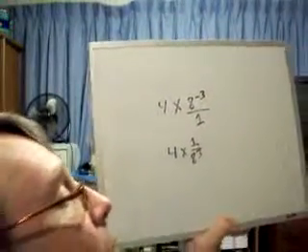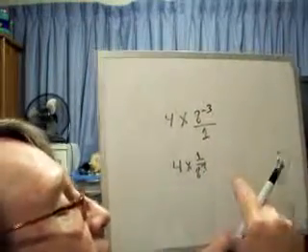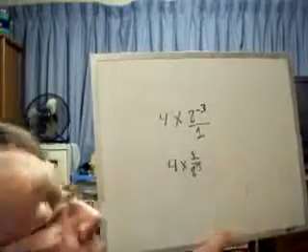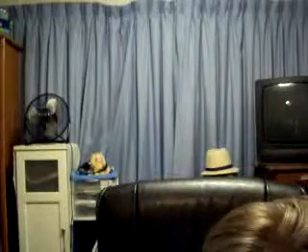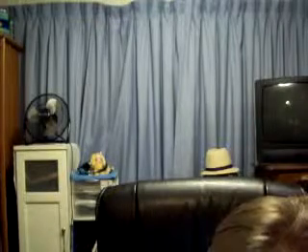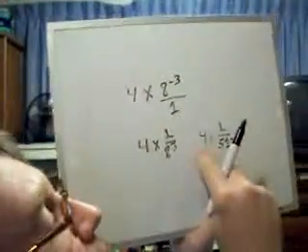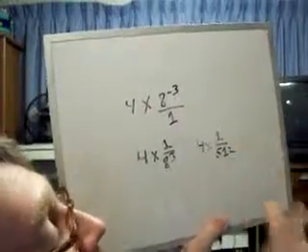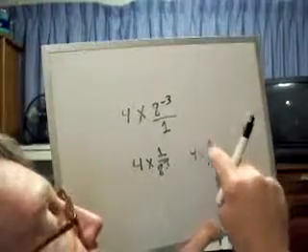What we're going to do is multiply 8 times 8 times 8, and 8 times 8 times 8 comes up to 512. So now what we've got is 4 times 1 divided by 512. Now we're going to multiply the 4 times the 1.